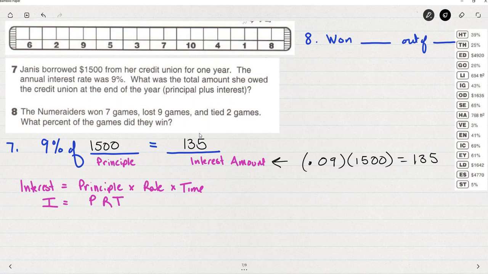So what is the total amount that she owes? Keep in mind, she's got to pay back what she borrowed, the $1,500. And then we're going to add to that the interest. So the total is going to be $1,635.